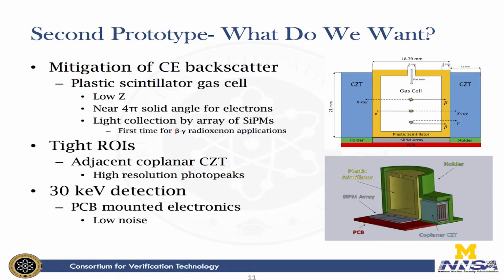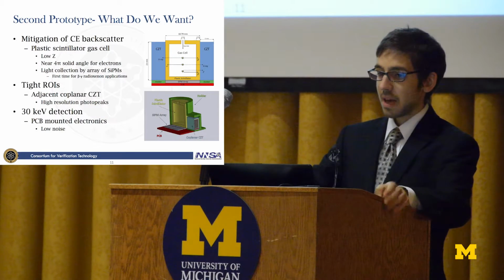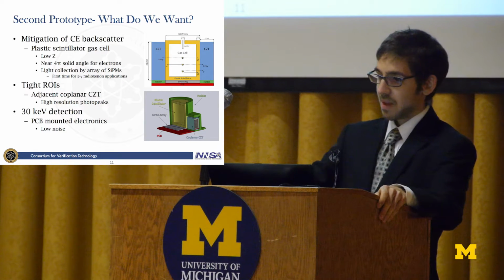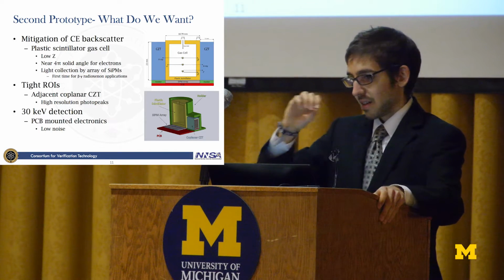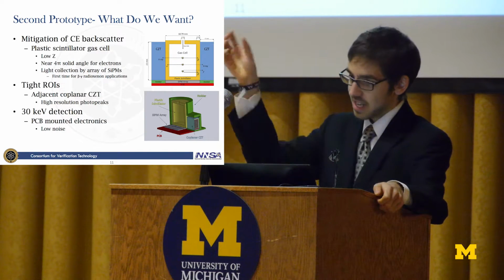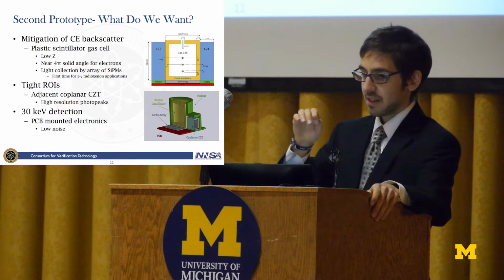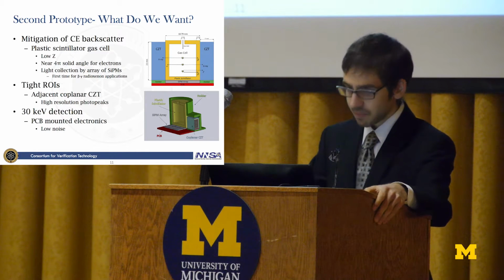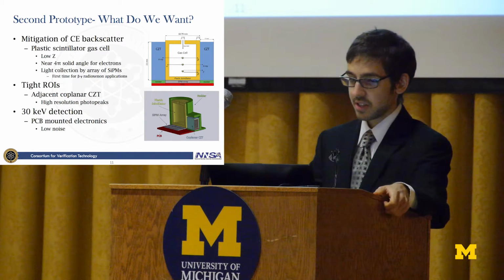So what do we want with this new design? Well, we want to mitigate this conversion electron backscatter, and we can do this by using a low-Z material. These low-Z materials are largely transparent to photons, but they're very good at detecting electrons. And so we make a cylindrical gas cell, and this will have the electrons fully deposit their energy inside this plastic, whereas the photons can pass out and go into our adjacent coplanar CZT and fully deposit their energy there.